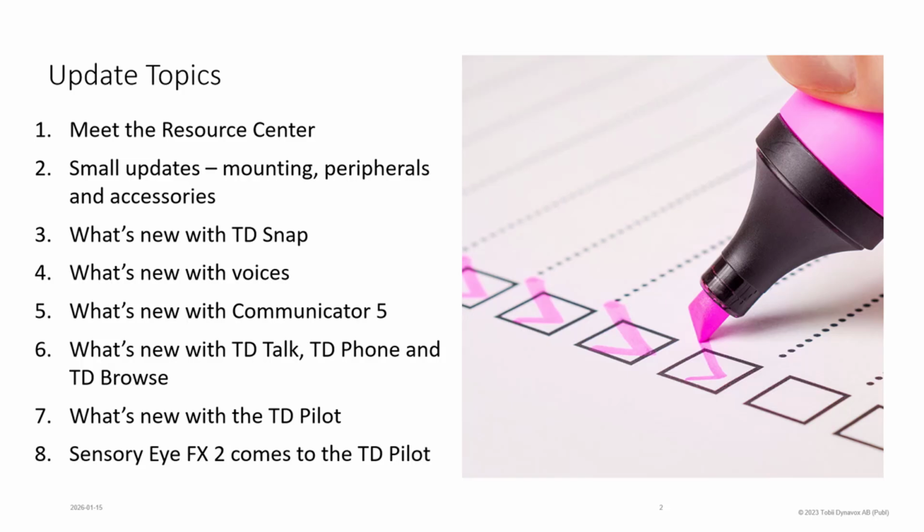We have a big section on what's new with voices across our AAC systems, and then there's a small update to Communicator 5. We'll also be exploring what's new with TD Talk, TD Phone and TD Browse before delving into the TD Pilot and looking at the new calibration tools we've added. We finish up with Sensory IFX2, which is now available on the TD Pilot.